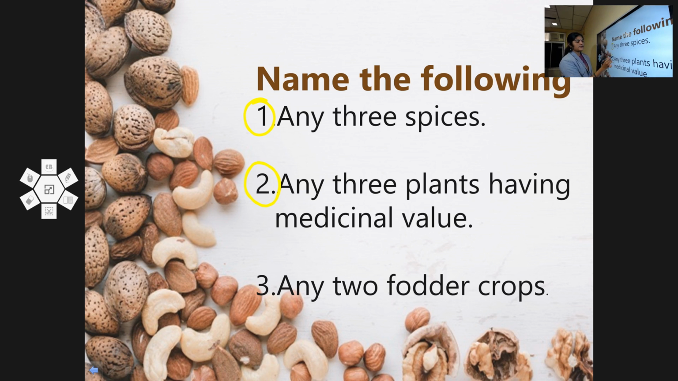The second question is, any 3 plants having medicinal value. Means you have to write the names of 3 medicinal plants. Will you write? Third question is, any 2 fodder crops. Today we learned them. So you have to write the names of any 2 fodder crops. Write these questions in your notebook and answer them. You have to bring it when the school reopens.